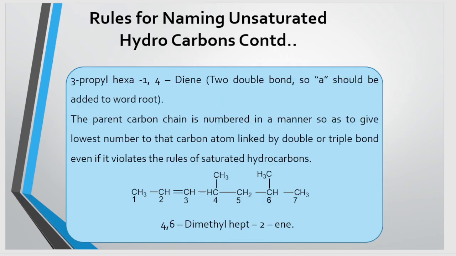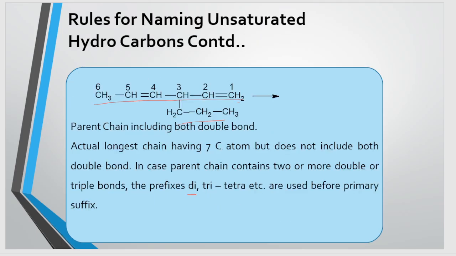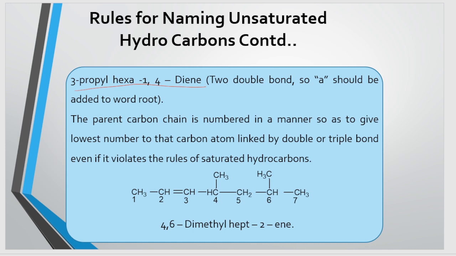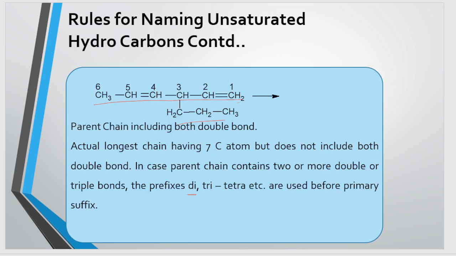So suppose if we consider the name of this compound, it must be 3 propyl hexa 1 comma 4 diene. Okay, so as we are mentioning di, tri, tetra, we need to write that 'a' also. Okay, so this is the name of this compound. Once again, it is nothing but 3 propyl hexa 1 comma 4 diene.